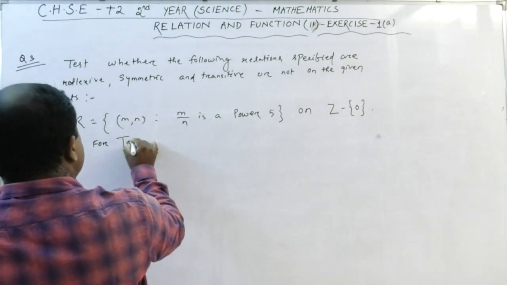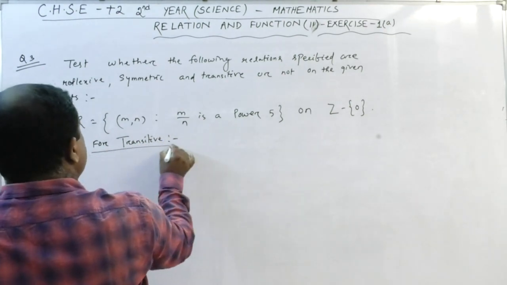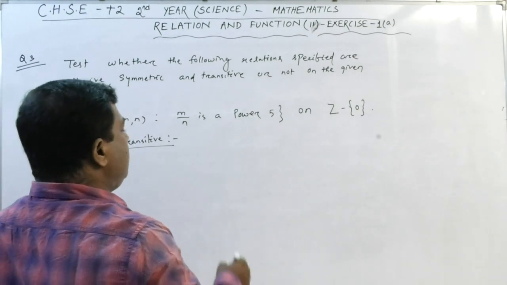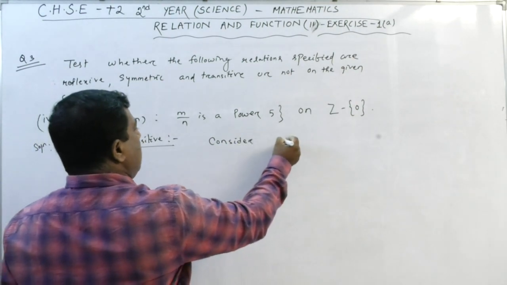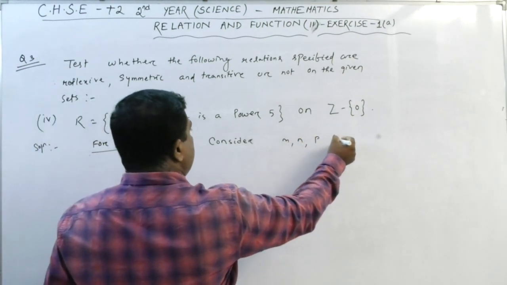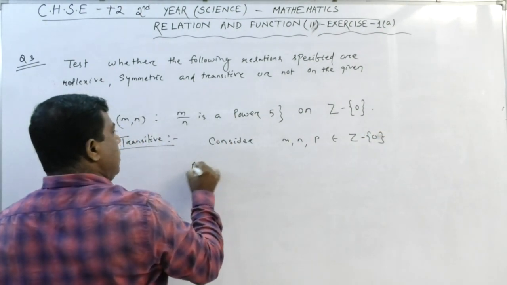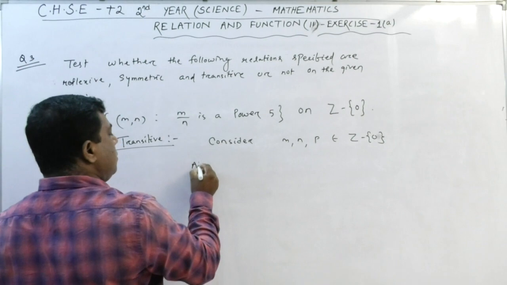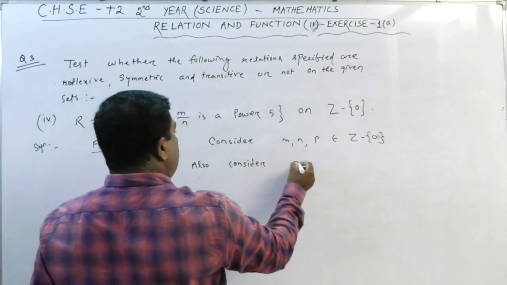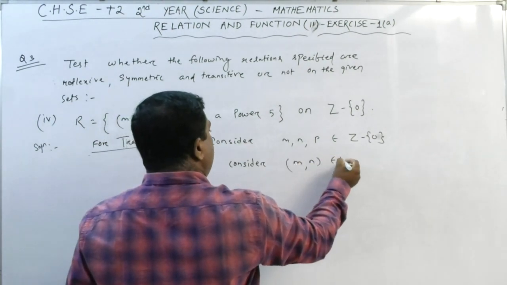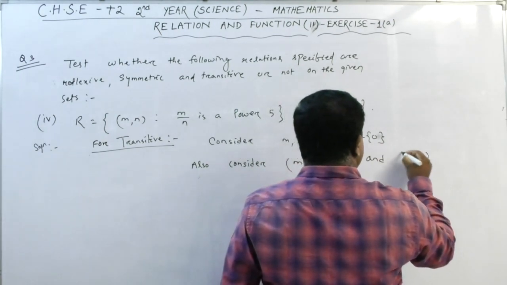For transitive, what do we do? Consider m and p belonging to Z minus 0. Also consider (m, n) belonging to R and (n, p) also belonging to R.